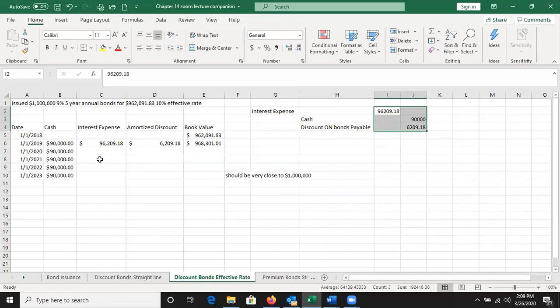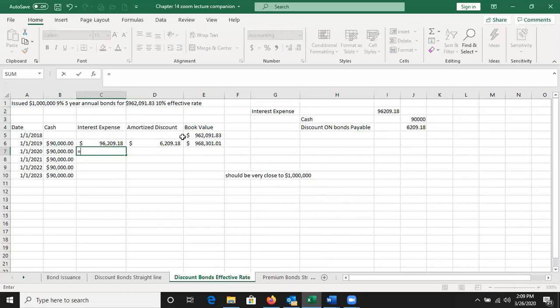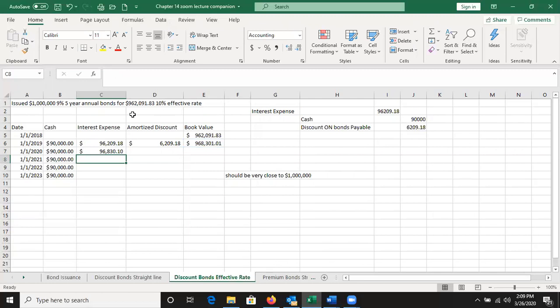And here's why they're going to change. Cash will stay the same. Interest expense is calculated, again, by taking the most previous book value. In this case, the book value changes every year because we add this current period amortized discount to the book value. So we're going to take 968,301. We're going to multiply it by the effective rate of 10%. It's a yearly bond, so that's all we have to do.